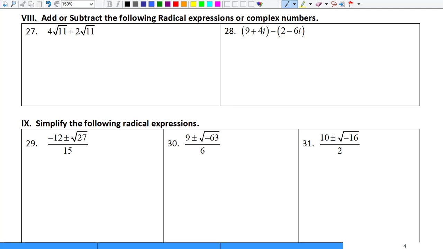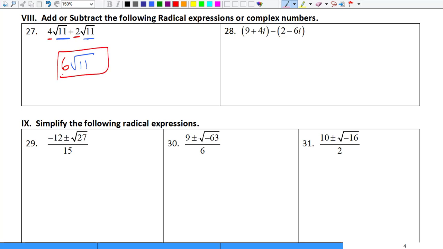Okay, so in this next section, it says to add or subtract the following radical or complex numbers. So these are very similar, both of them, to adding variables. So when I have 4 root 11 plus 2 root 11, the root 11s have to be the same, and they are. So then all I have to do is add or subtract the coefficients. So 4 plus 2 is 6. So the answer is 6 square root 11.